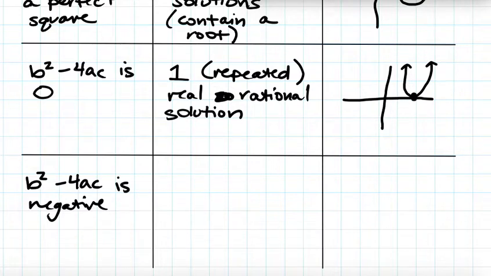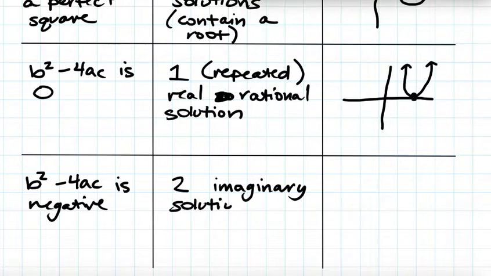If it's negative, we have two imaginary solutions. So if we're taking the square root of a negative number, then we have to use the i, like we saw in the earlier examples, and so that means that those are what are called imaginary solutions, because we're using the imaginary number i when we write the answer.